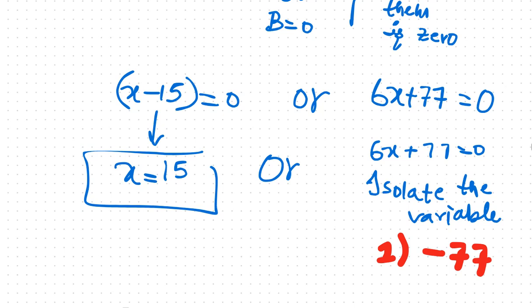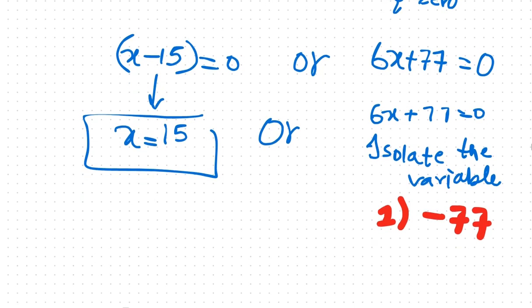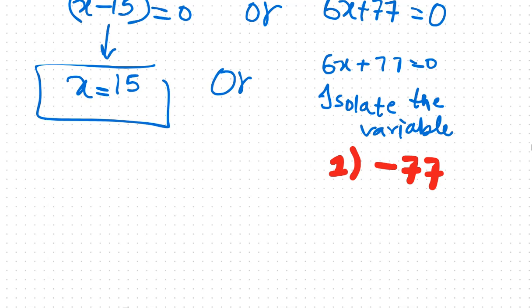So the left side becomes 6x, and the right side is 0 minus 77, because we subtract 77 on both sides. So 0 minus 77 is negative 77.